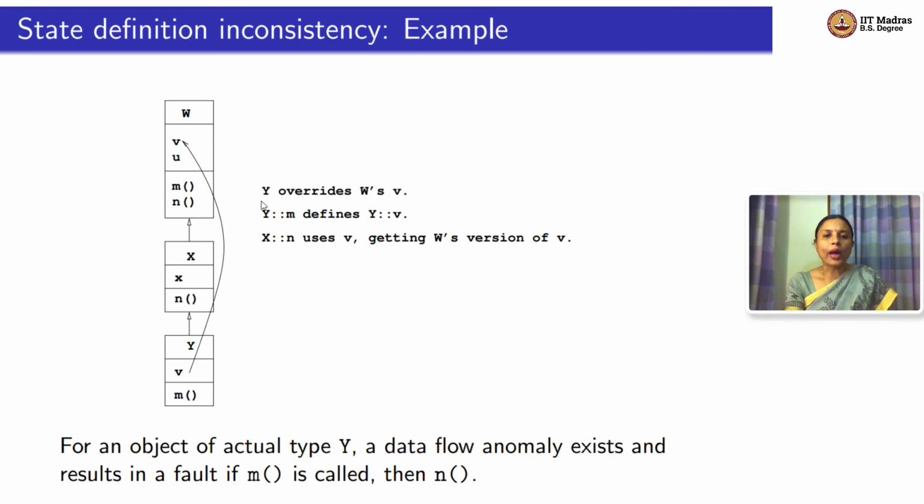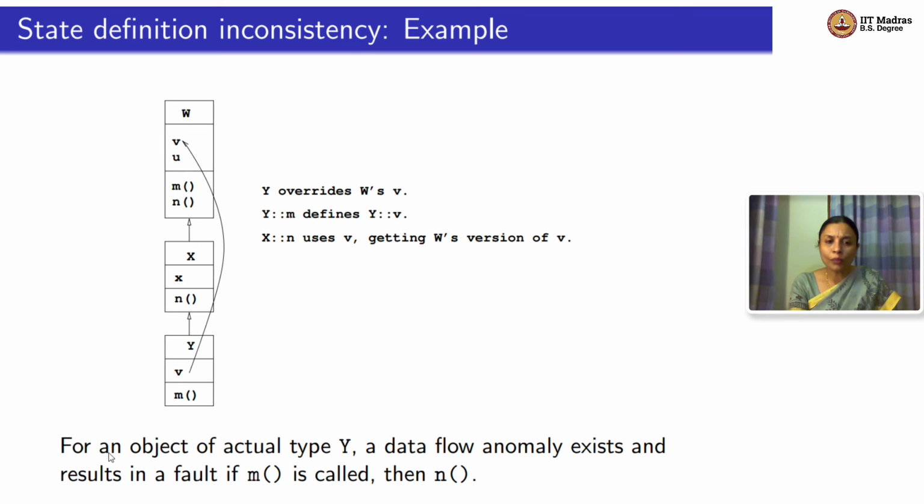Now, Y overrides W's version of V. The variable V of Y overrides the variable V of W. That's this arrow back here. The method M of Y defines V's Y. Now, the method N of X continues to use V, but whose version of V is it going to get? It's going to get W's version of V.